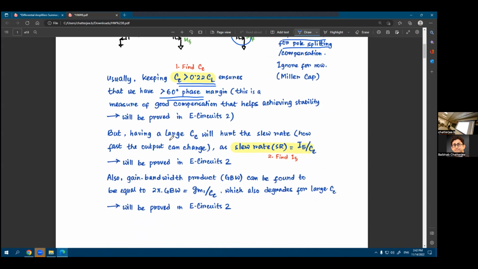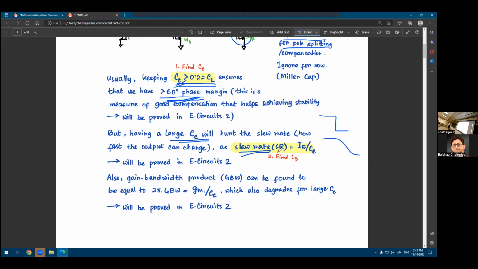Now, having a large CC, a large capacitance, will hurt something else. It will hurt your slew rate. Because what is slew? Why do you have a slew rate? You have a slew rate because, again, there is some RC delay. So ideally, signal should look like this. Why does the signal look like that? Because you have some kind of RC delay in the circuit. And as you are increasing this capacitance to get better compensation, your slew rate will suffer.